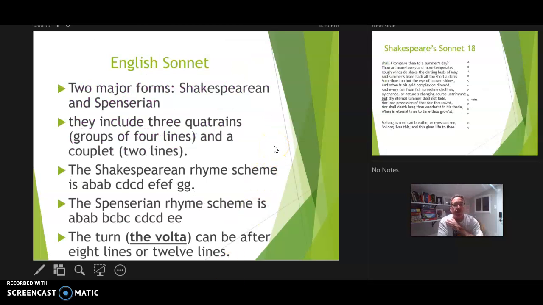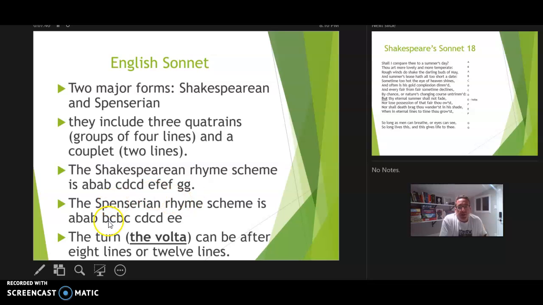The English sonnet has 2 major forms: the Shakespearean and the Spenserian, named after Edmund Spenser and William Shakespeare, 2 of the biggest proponents and developers of the English style. They both include 3 quatrains, so 3 stanzas of 4 lines, and then a 2-line rhyming couplet at the end. For Shakespearean sonnets, it goes A B A B, C D C D, E F E F, G G, right? So 3 quatrains with that kind of ballad rhyming, which we've talked about before, and then a final rhyming couplet at the end.